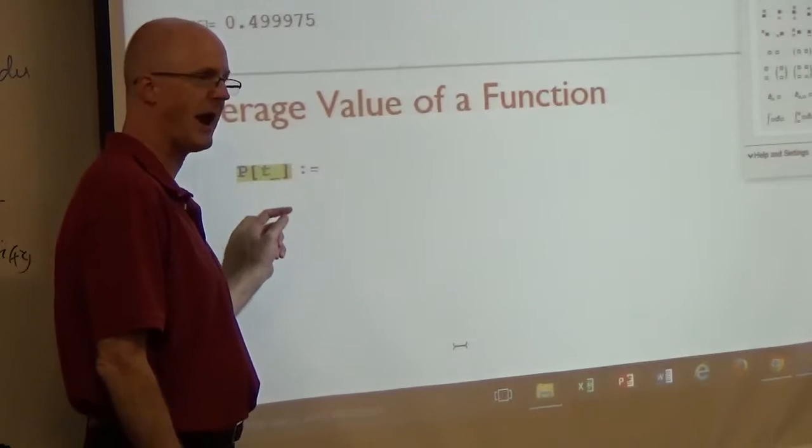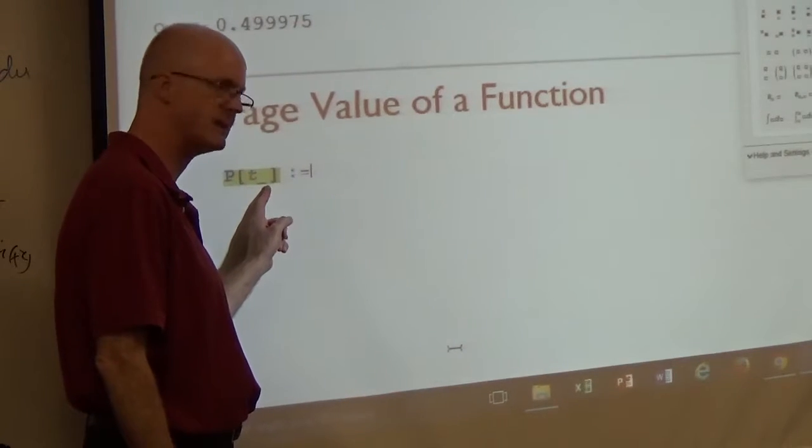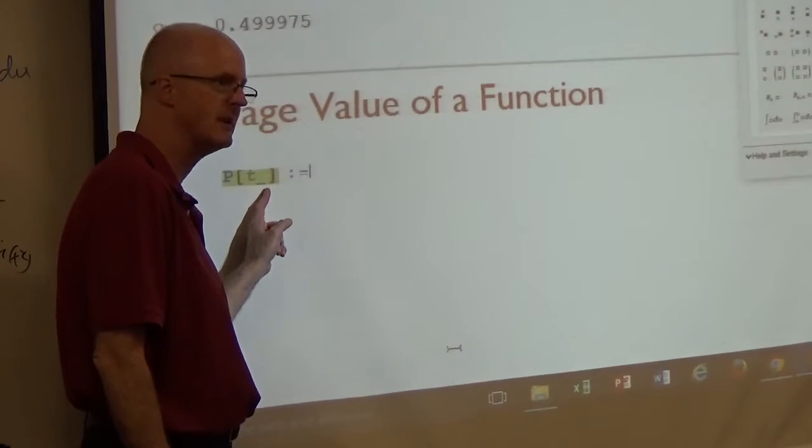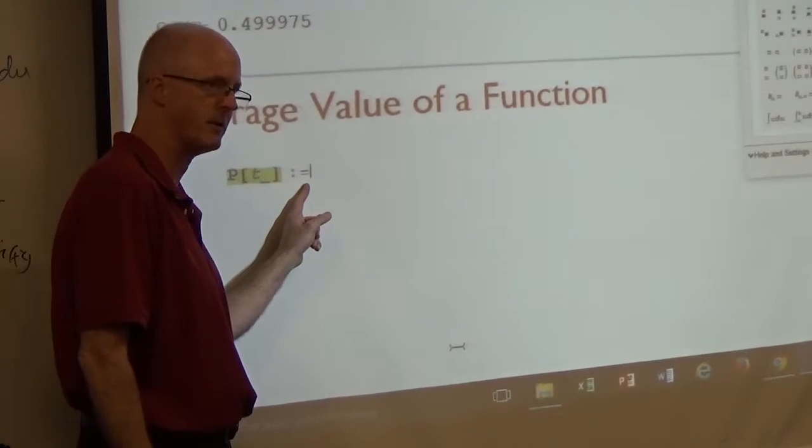You must use square brackets. When you first define the function, you must put an underscore after the variable. And it's a good idea to use a colon in front of the equals.